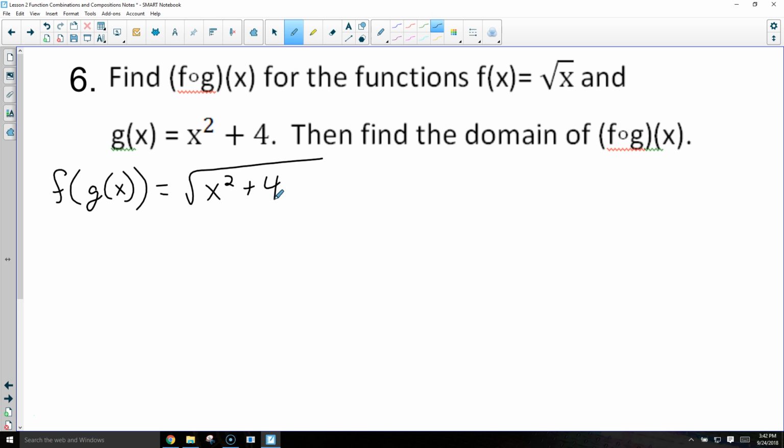And then find the domain. So for the domain, I want to take x squared plus 4 and set it greater than or equal to 0. So we would take x squared greater than or equal to negative 4. Any number squared is always going to be greater than or equal to a negative number, so my domain is negative infinity to positive infinity.